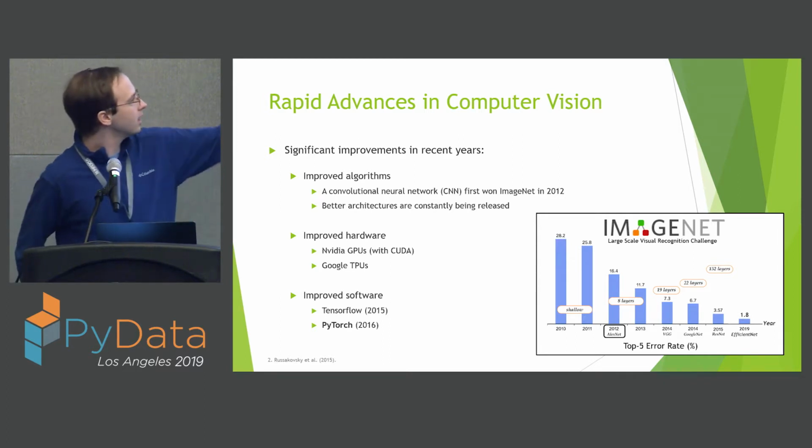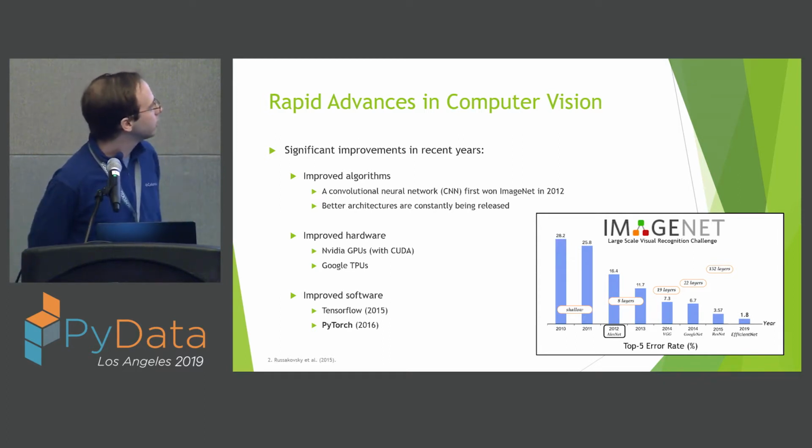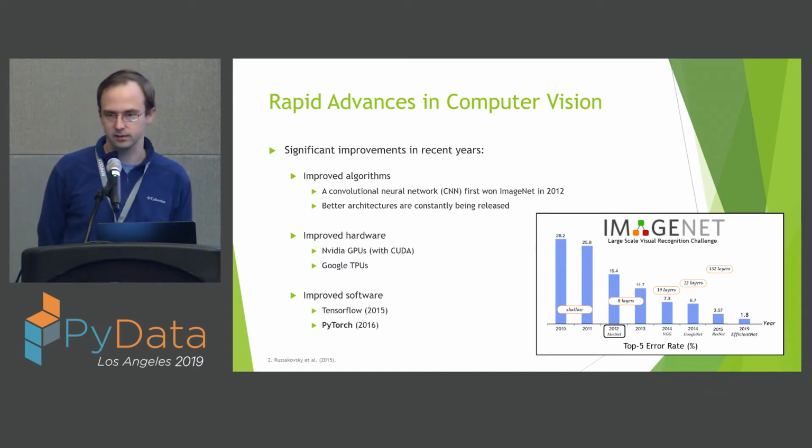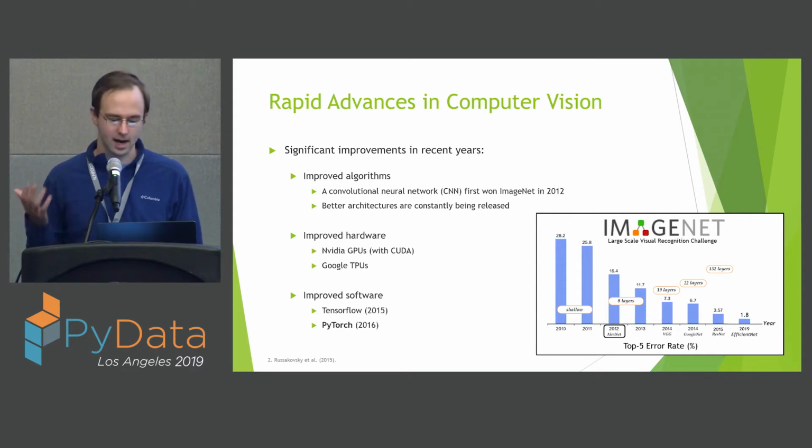Here on the right, I show the top 5 error rate on the ImageNet Large-Scale Visual Recognition Challenge. This is a competition with a large data set of over 1 million images, where the goal is to predict the class of a given image. So it might be an airplane, or it might be a fire hydrant, that sort of thing.